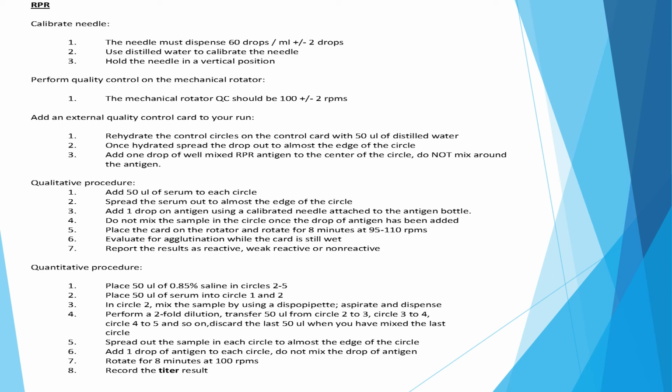At the end of our 8 minutes, we're going to use an agglutination light or an agglutination viewer, and we're going to rock that card while it's still wet forward and backwards. And we're going to look for agglutinins. Those agglutinins will be very large in the case of a reactive test. They will be small with a cloudy background in a weak reactive test, and you'll have a completely cloudy background with no agglutinins in a non-reactive test.